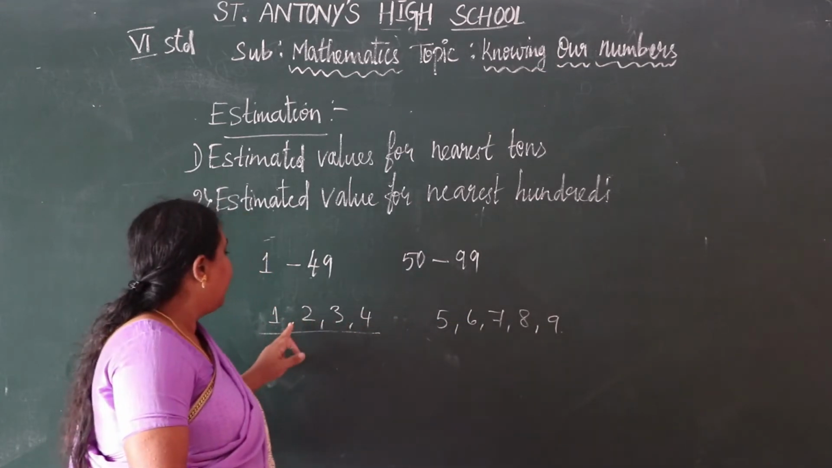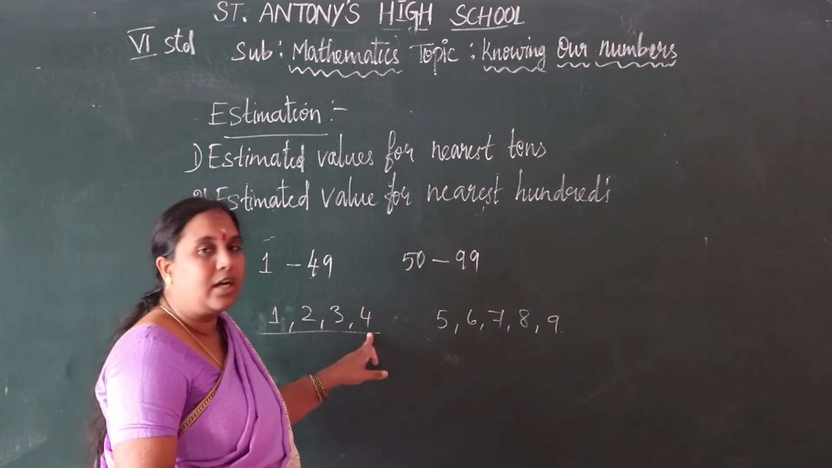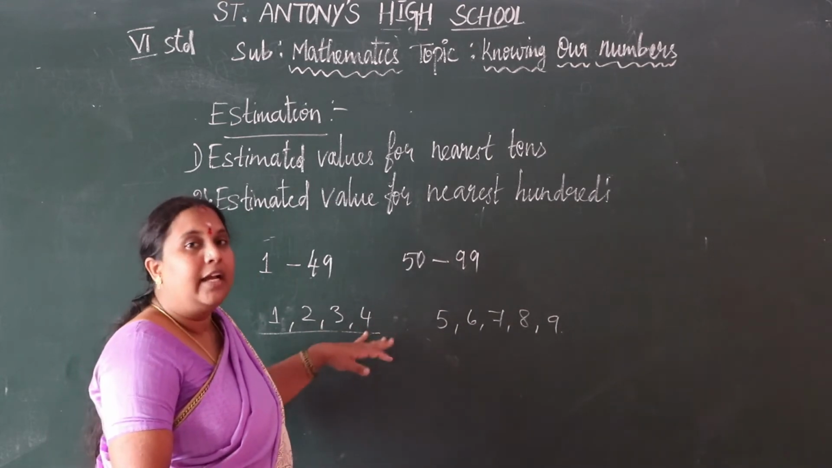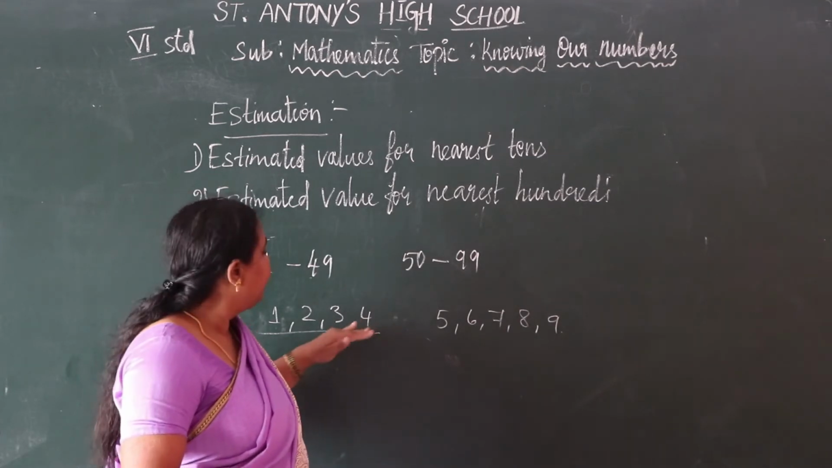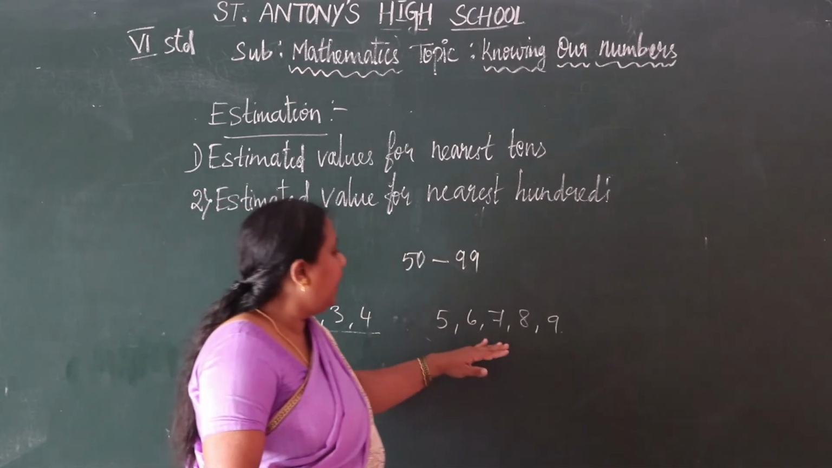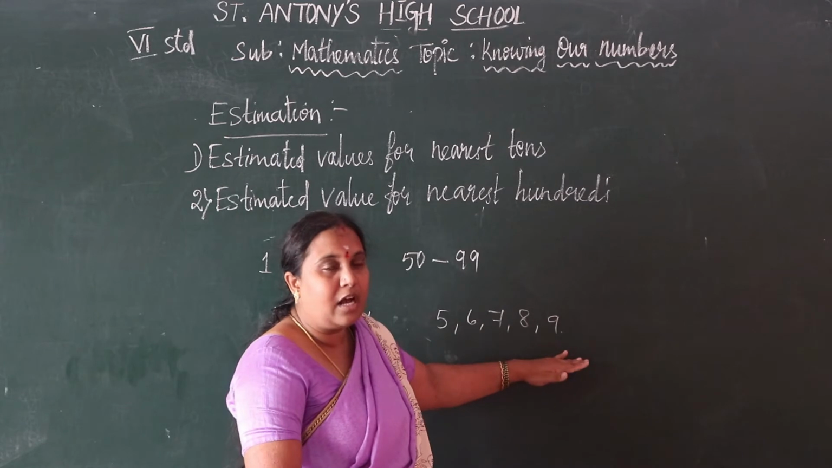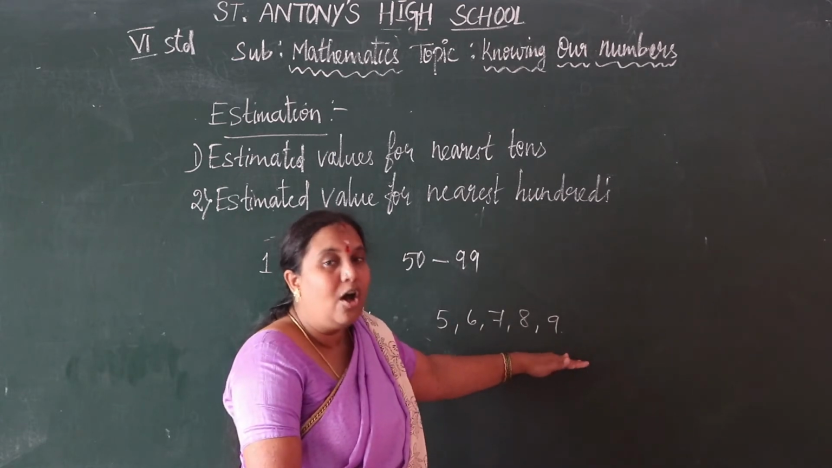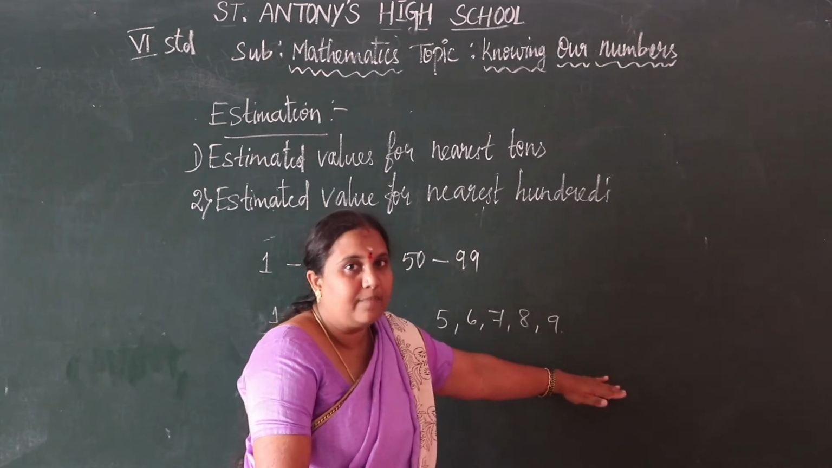So in tens place, if 1, 2, 3, 4 comes, it rounds off to 0 and we write the hundreds place as it is. And if 5, 6, 7, 8, 9 comes in tens place, it rounds up to 0 and increases 1 in hundreds place. Okay, understood, children?